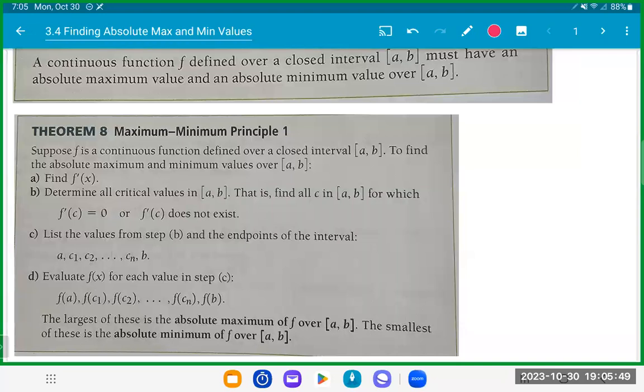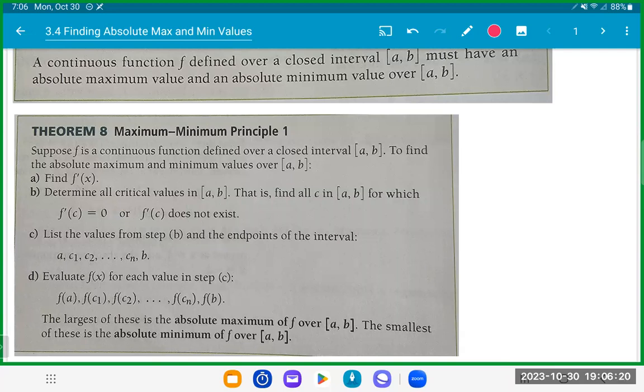So we want to list those out, and then we want to evaluate our function at each of those points, right? We're going to substitute in our leftmost endpoint, plug that into our original function. What value do I get? Plug our first critical value in. What value do I get? Basically, that's saying when I plug this value in for x, what am I getting out for y? And we do this for both of the endpoints and all of the critical points.